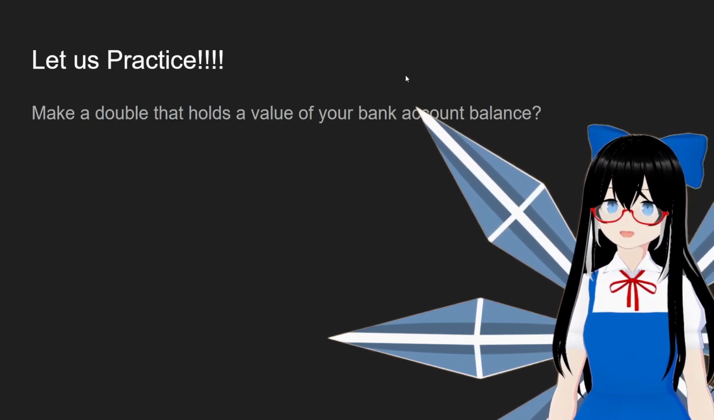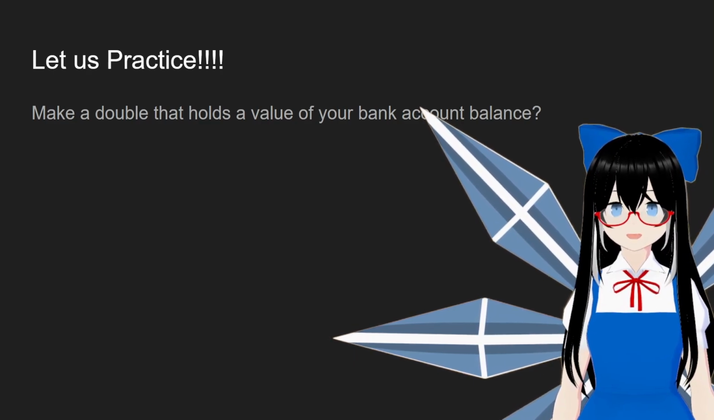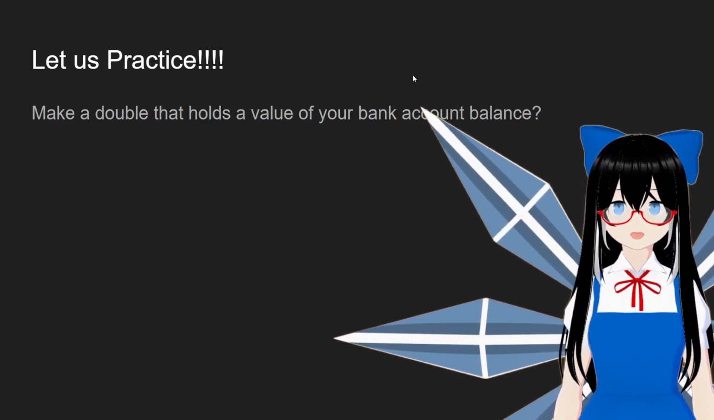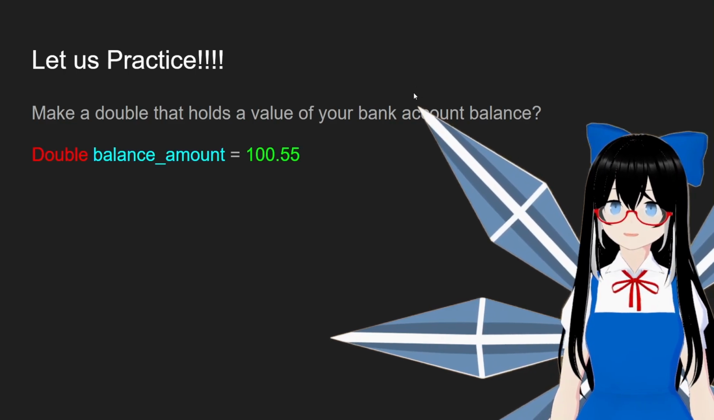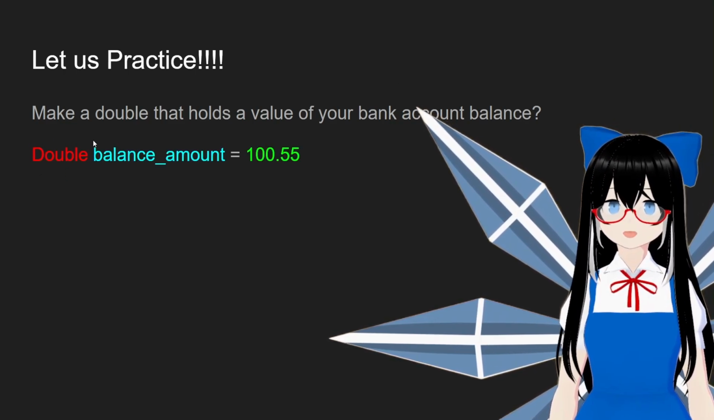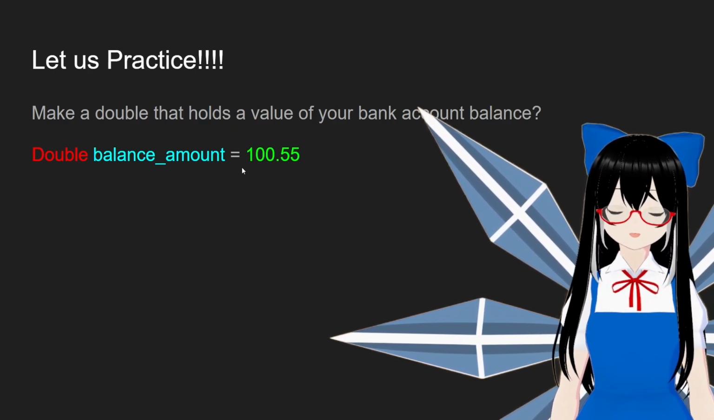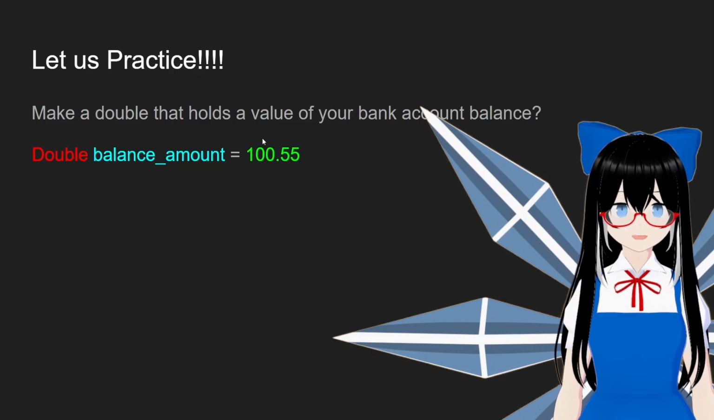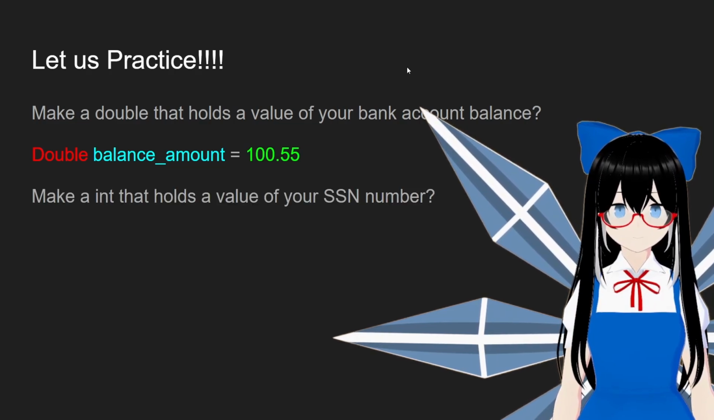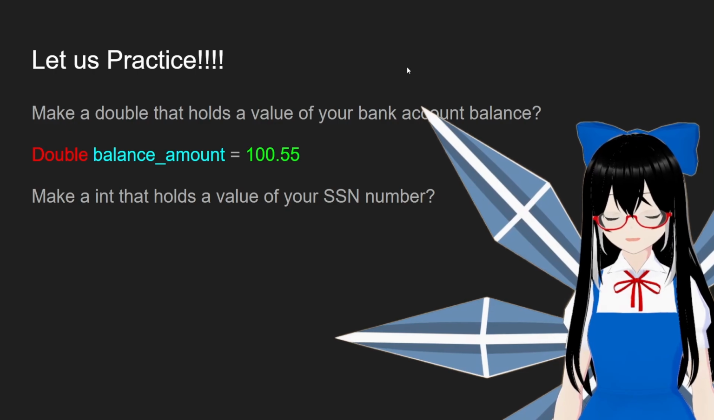So let's first try to make a double that holds the value of your bank account balance. I'm gonna give you guys a couple seconds. Pause the video, comment down below your answer, and it should look something like this. First, you have to put the data type, which is a double, then the name of the variable, which we're doing balance underscore amount, and then we have to do an equal sign, and then finally the value, which is $155.